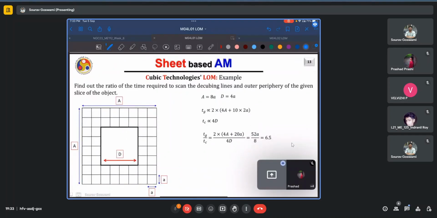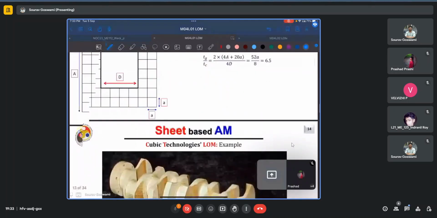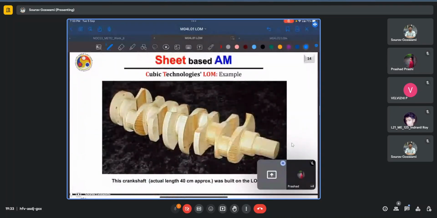Okay, this is an example which highlights the actual ratio of the grid cutting time to the contour scanning time. We'll do this example in our problem solving session. This is an example part which has been built by this LOM.